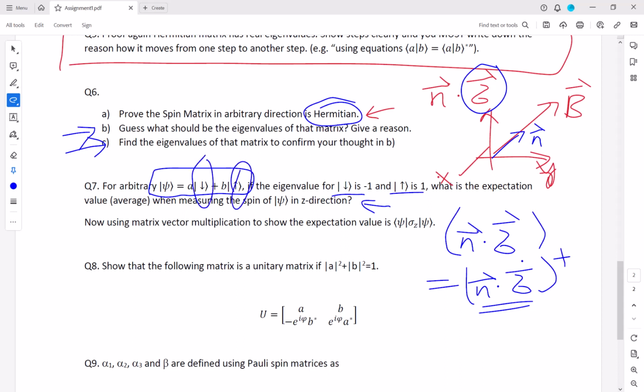But what is the probability of getting up? Here it is a squared, and the probability of getting down is b squared, right? And then how do you find the expected value of a measurement? You find the probability of getting down times the value, which is -1, plus the probability of getting up times the value you will measure, which is +1. That gives you the expected value, right? That is the definition of probability.